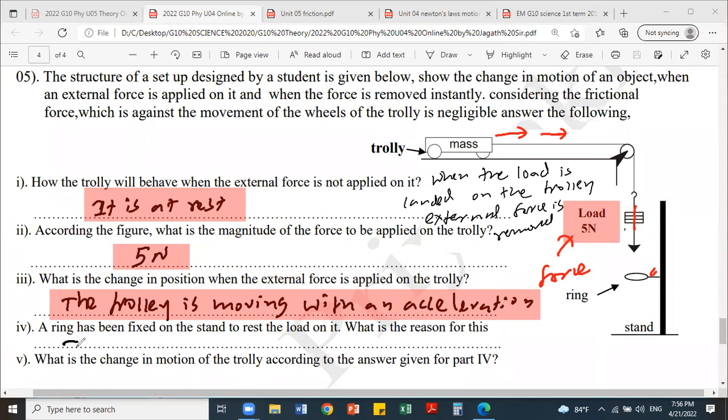Right, here: to remove the external force applied immediately. Is that clear?